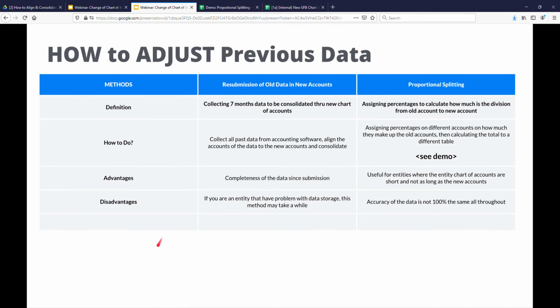So what are the advantages? The advantage of the usual resubmission of old data in new accounts is that it gives more completeness and accuracy of the data. The disadvantage is that if you are an entity that has a problem with data storage, this method may take a while. Then for proportional splitting, the advantage is that it is useful for entities that have short charts of accounts. And the disadvantage is that the accuracy of the data is not 100% the same all throughout.